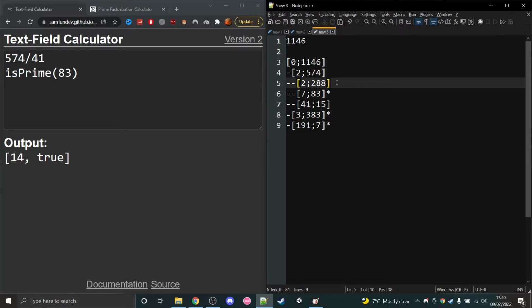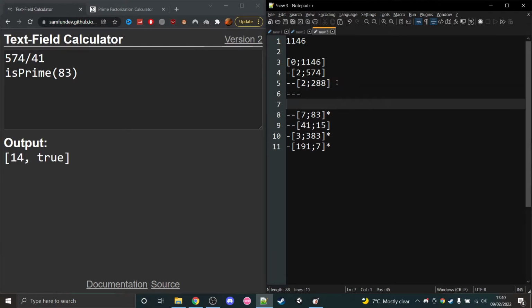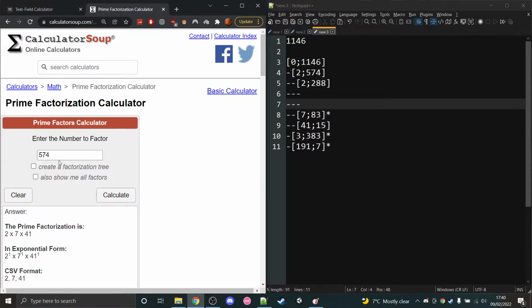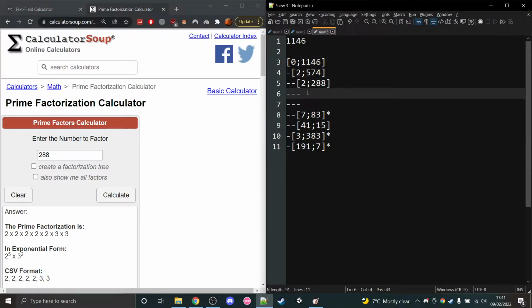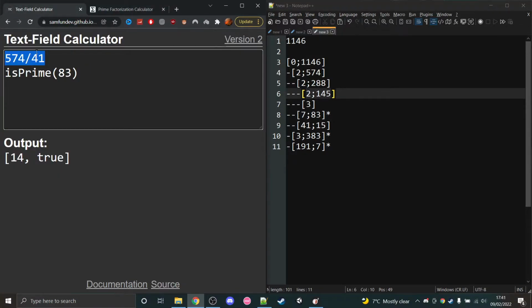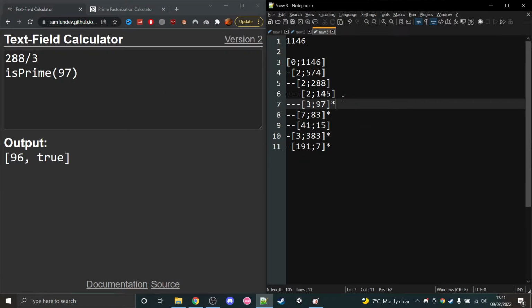This node will have however many children I can get out of this prime factor. So I'm just going to generate 2 real quick. 288 has 2 children, 2 and 3. I say 2 and 3 because for the purposes of this module, only take the unique prime factors. So 2 and 3. 288 divided by 2 is 144, plus 1 is 145, which is not prime. 288 divided by 3 is 96, plus 1 is 97, which I believe is prime. Yep, it is, so we can mark that.